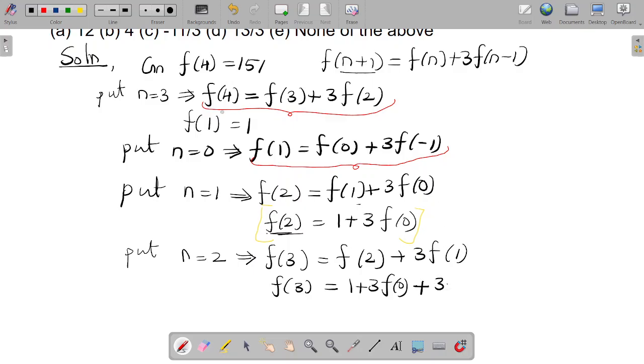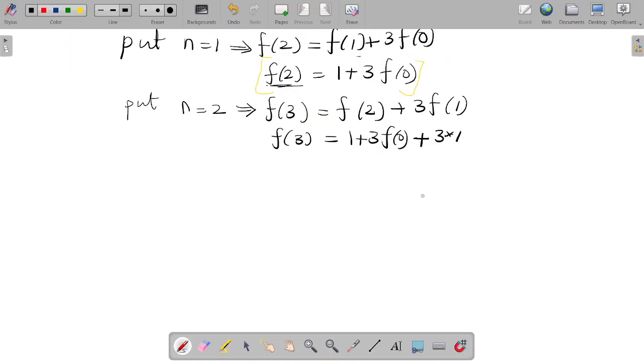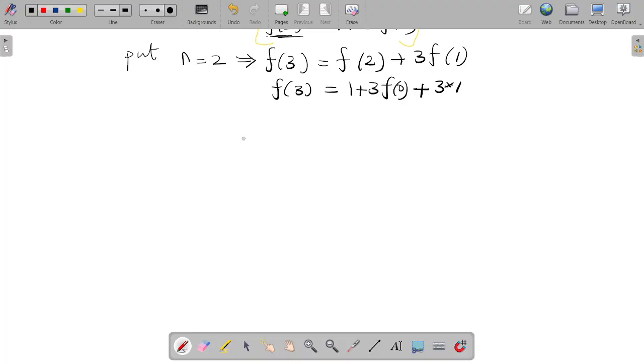Now we have the f of 1 value also. Just replace, f of 1 is times 1. Now what is f of 3? F of 3 equal to this 1, this 3 times 1 is 3. So 3 plus 1 is 4. 4 plus 3 times f of 0. Now this information also we found: f of 3 equal to 4 plus 3 times f of 0.